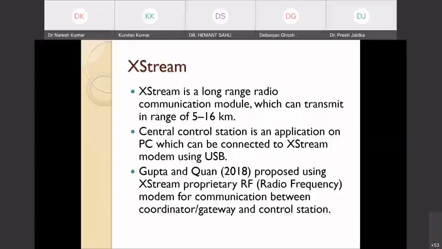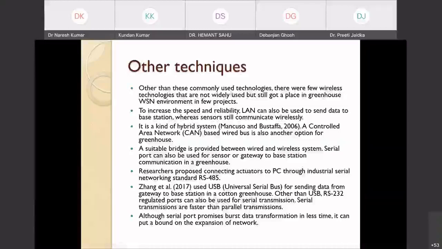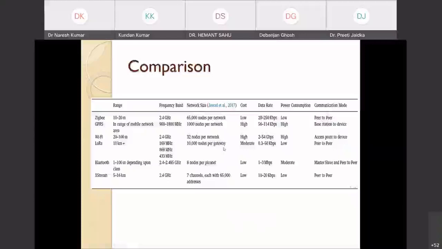There are other techniques also which are being used. Commonly, a few wireless technologies are combined in the WSN environment in field projects to increase speed and reliability. LAN can also be used to send data to the base station, whereas sensors still communicate wirelessly. So that combination can also come up. It's a kind of hybrid system. Also, a controller area network based wired bus is another option for the greenhouse. So we can go through the comparison in brief.